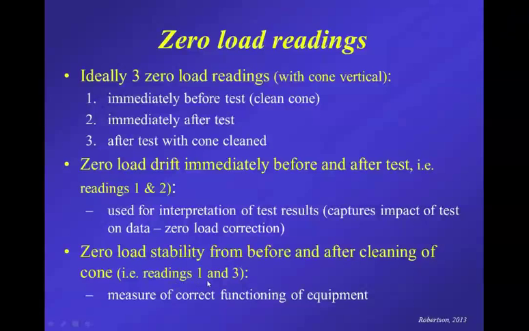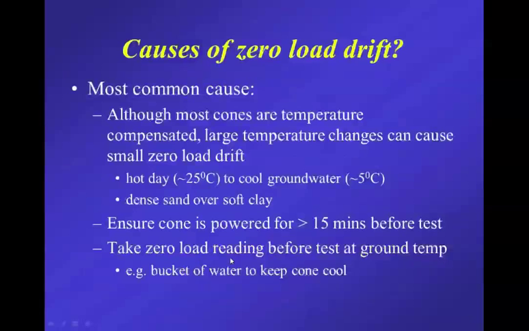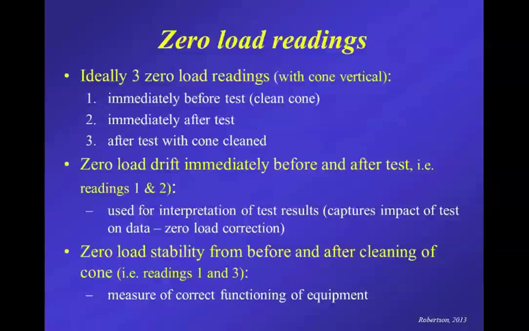And then the difference between readings 1 and 3 is the zero load stability, essentially tracking the long-term stability of the cone. And so it's a measure of the correct functioning of the cone. So that's what you want to keep a track of. Ideally, the operator should keep a track of these, and so it's a way of the operator monitoring that the equipment is functioning well, that the zero load reading is maintaining stable values and close to the original calibration values that shows that the equipment is operating just fine, and the strain gauge load cells have not got damaged.